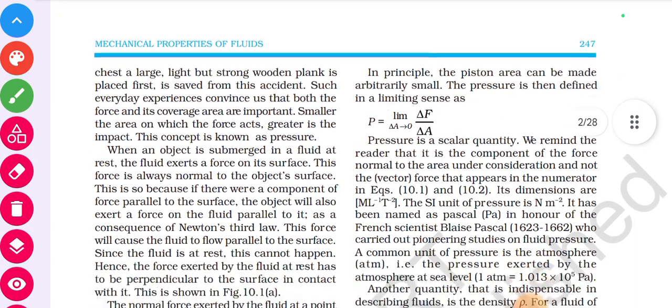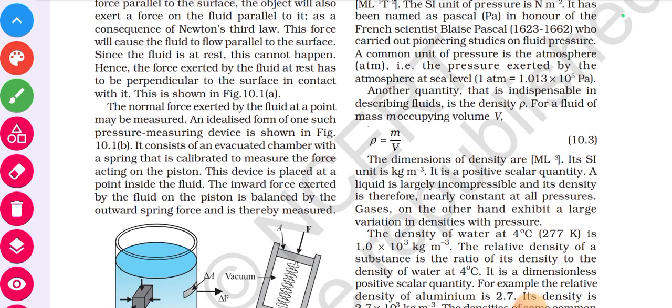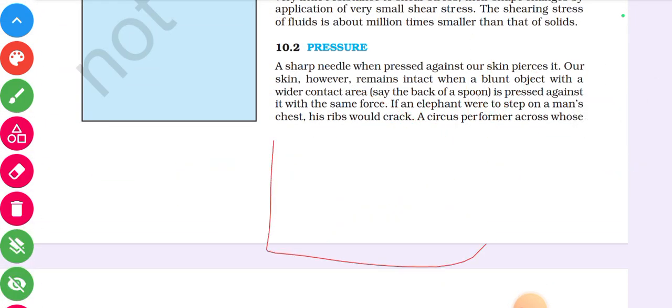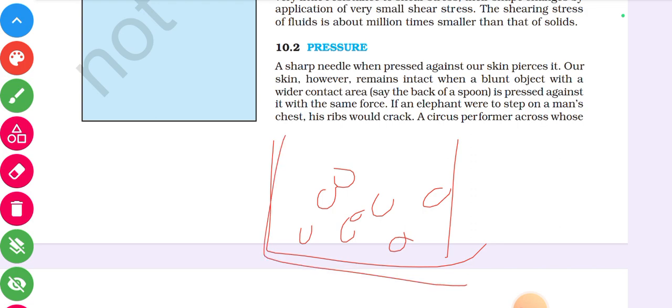Now in a fluid there is pressure also. Suppose this is a fluid, and there are molecules in the fluid, say molecules of water, and they are in motion. They exert force on each other, and they create pressure. Also the walls of the container experience pressure because of the movement of the fluid molecules. Also at the bottom, the weight of the fluid will exert pressure.